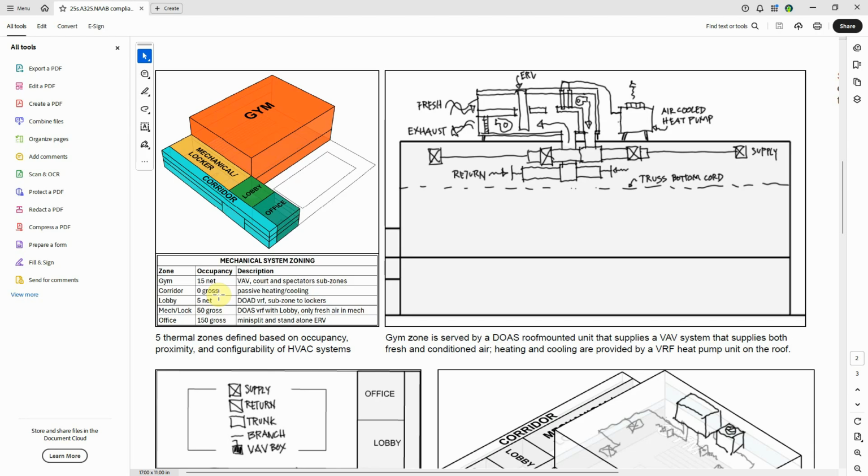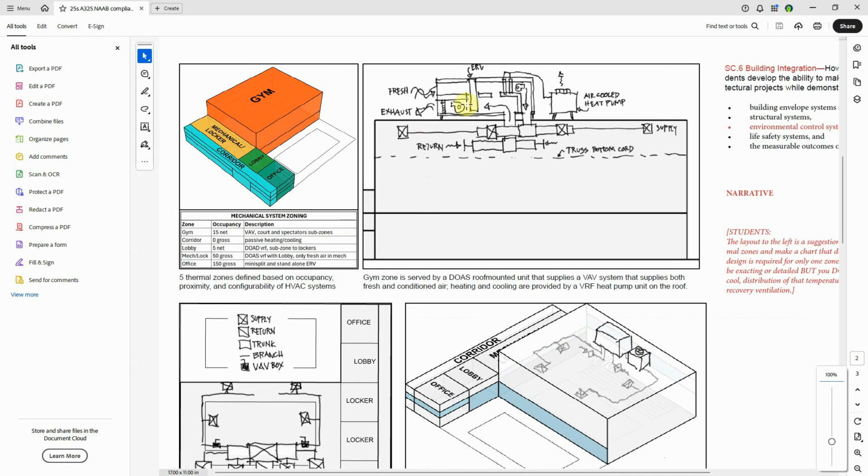Okay, so that's kind of my description of my mechanical system for the whole project. I don't have to do anything else with that. I decided to then design the gym mechanical system. So I have a roof-mounted air handling unit that's bringing in the fresh air and dumping out the exhaust. I have an ERV, which is an energy recovery ventilator. I have a heat pump on the roof that uses refrigerant, so it's a VRF. In other words, this is refrigerant going to the heat exchangers in the air handling unit, and that is going to send different amounts of refrigerant to deliver different temperatures.